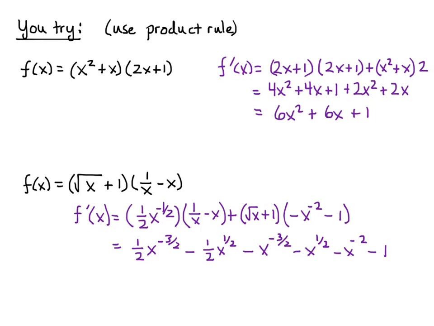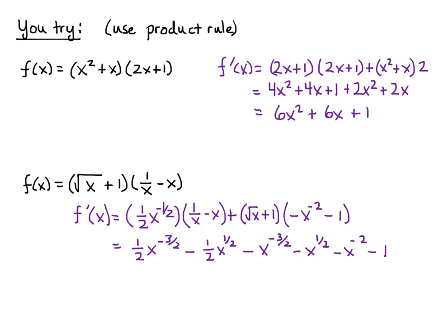And then this is x to the 1/2 times negative x to the minus 2, and we get negative x to the negative 3/2. Square root of x times negative 1 gives us negative x to the 1/2, and then 1 times negative 1 is negative 1. So there's all of our terms, and now we examine this to see, okay, we have one pair here with the negative 3/2 exponent, and then we have a pair here with the exponent of 1/2.